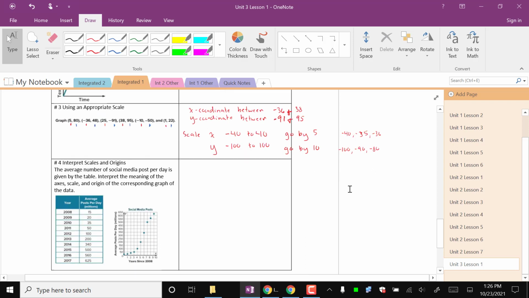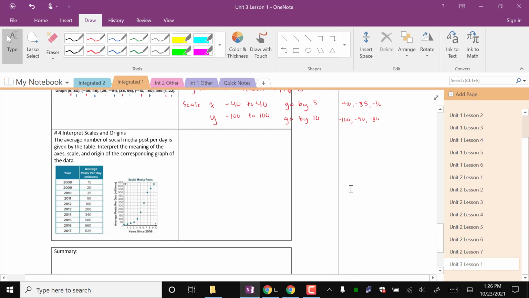Let's take a look at our last example. We want to interpret the scale and the origin for this. So they give us some information about social media. The average number of posts per day on a social media site each year is given in the table. Interpret the meaning of the axis, scale, and origin of the corresponding graph and data. So let's start off with the x and y axis. What is the meaning of those?